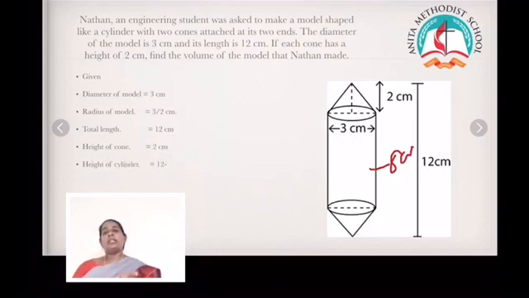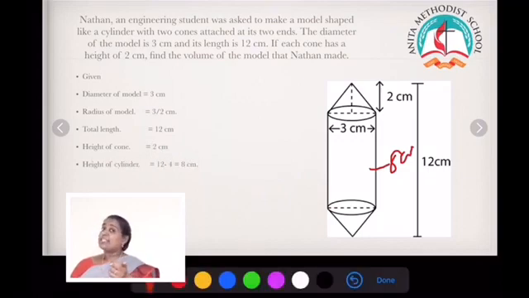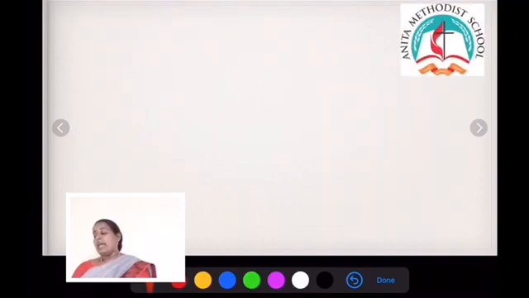So what all is given, we write. Diameter of the model is 3 centimeter. So what is the radius? Anyone? What is the radius? Deepak, can you say the radius? 3 by 2 centimeter. Okay, what is the total length? 12 centimeter. What is the height of the cone? 2 centimeter. How many cones? 2 cones. How much length do we have to subtract? 4. What is the height of the cylinder? 12 minus 4, 8 centimeter.